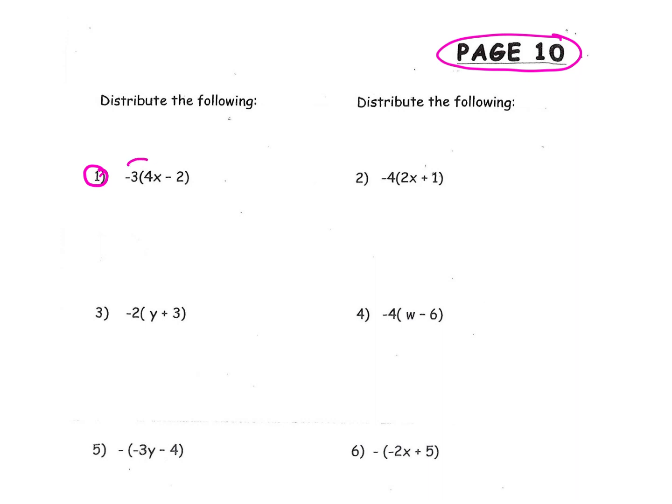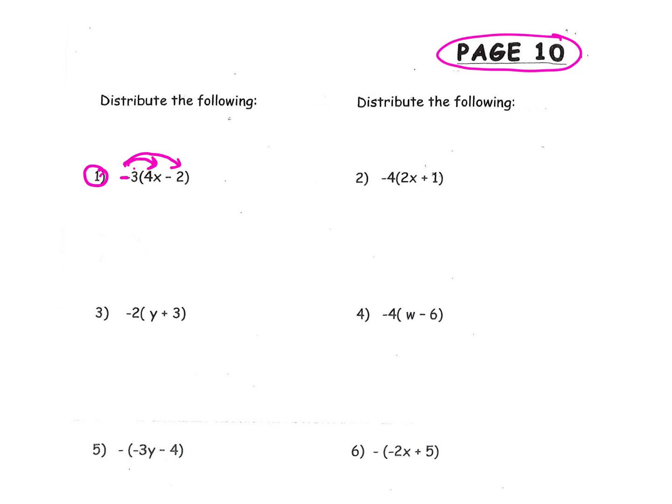We're going to distribute, or multiply, each term by a -3. Think of this in two ways. The negative will flip each term to its opposite, and the 3 is going to triple each term. Here we go.